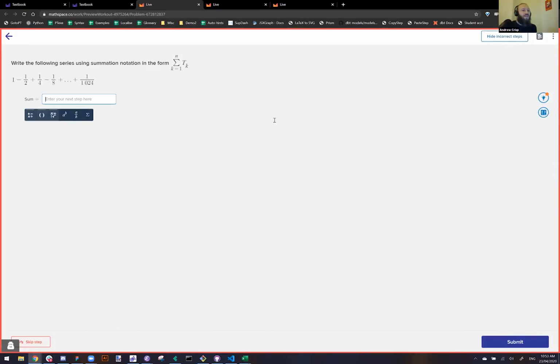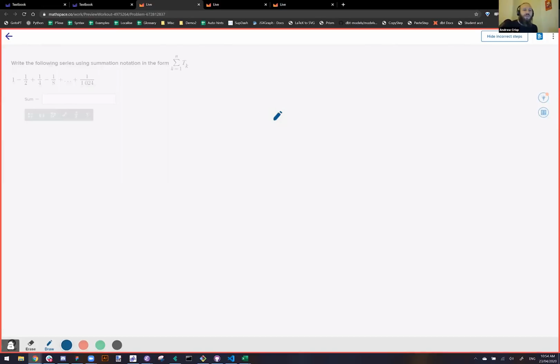We've got to write this in summation form. So remember what we need to do. Well, the first one is easy. It's going to have a big sigma in it, so we might as well start with that. What we need to do is think about what the general term is here.